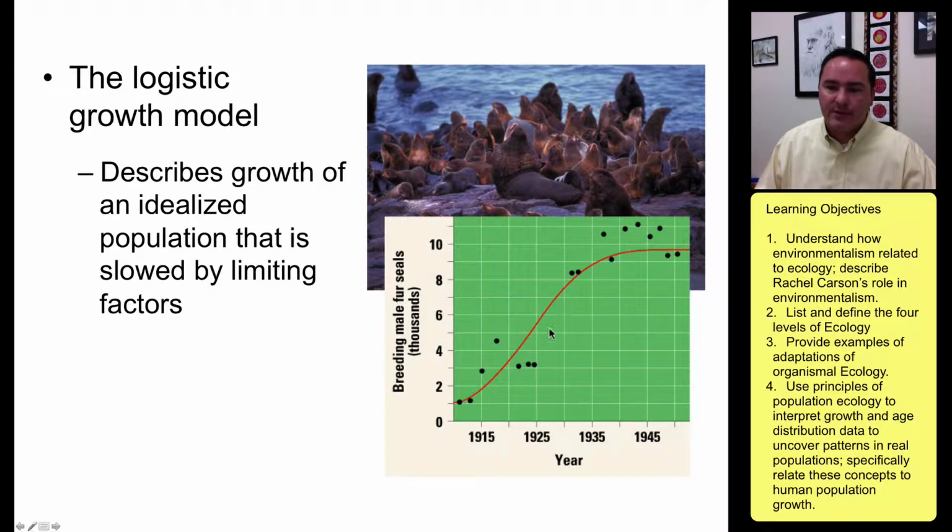And this is an example of these fur seals, where they were heavily hunted in the late 1800s and early 1900s, and then they were protected. And once they were protected, their colony began to grow again, from very, very low numbers. But they didn't continue to grow exponentially. They leveled off, and they leveled off right at their carrying capacity.